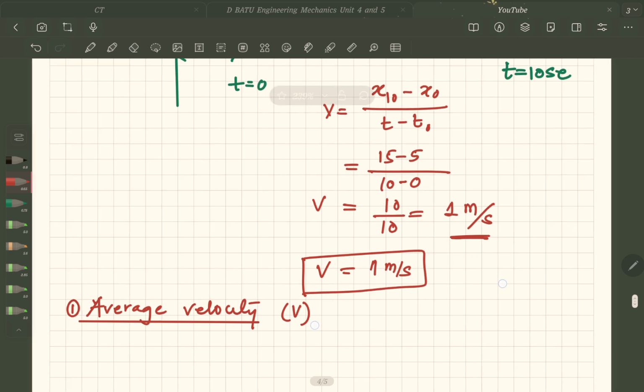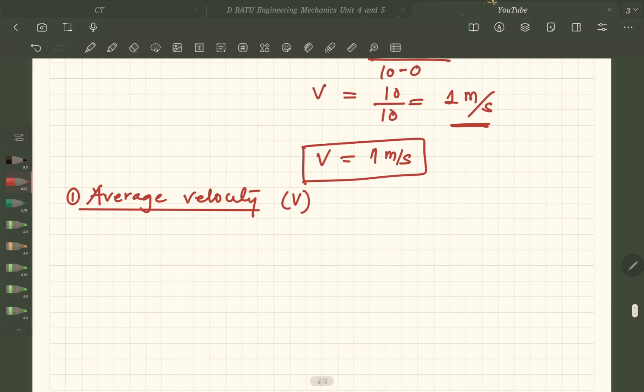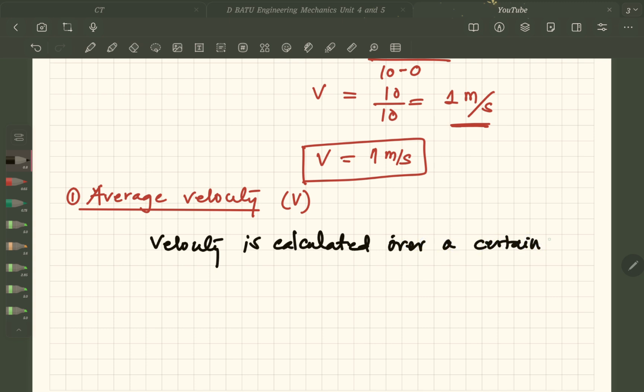So when you calculate the velocity for a larger time duration, it is called average velocity. So velocity calculated over a certain time period is called average velocity.